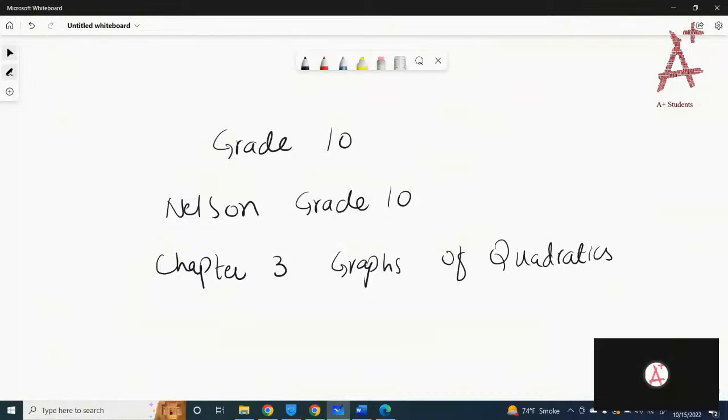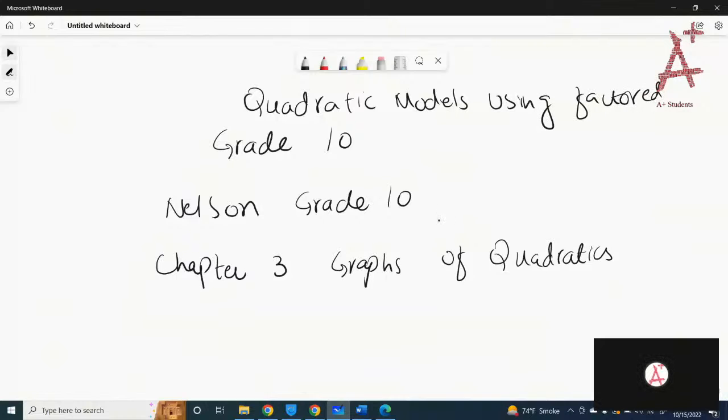We are going to continue the same chapter, and the topic we're going to start with is quadratic models using factored form. The lesson name is Quadratic Models using Factored Form.